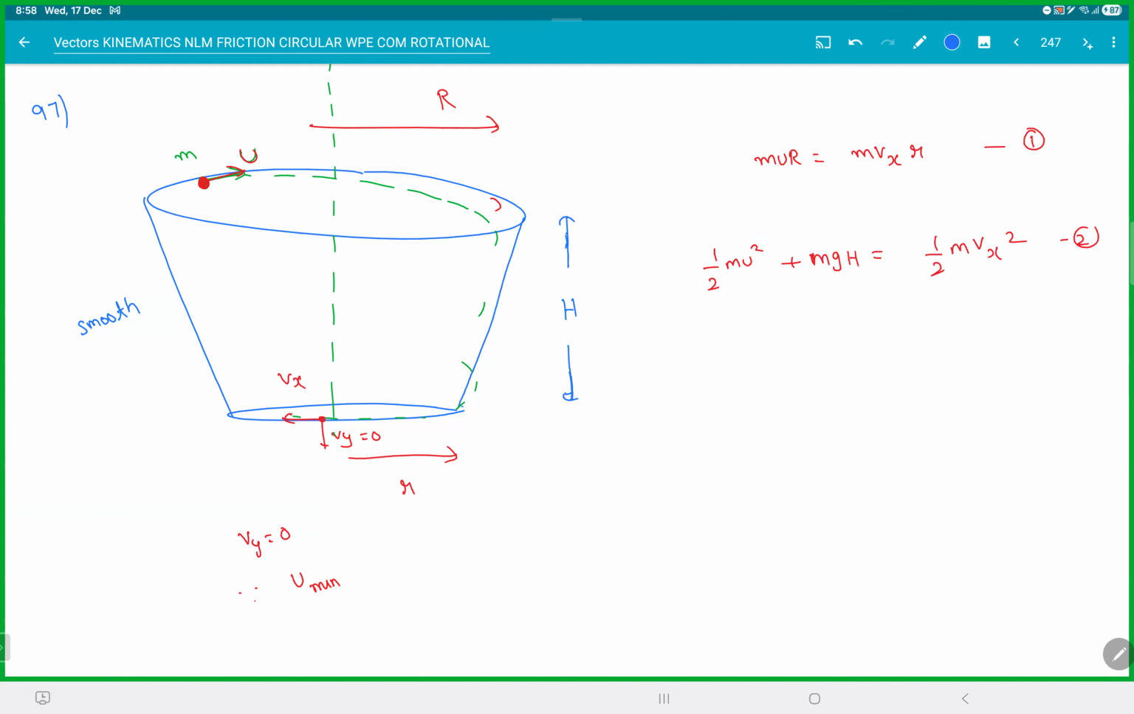Clear with this? You can take that Vx here and substitute. You'll get the value of u from there. Got it?